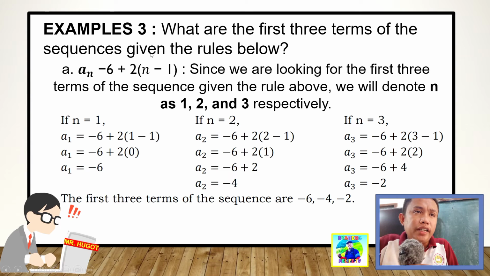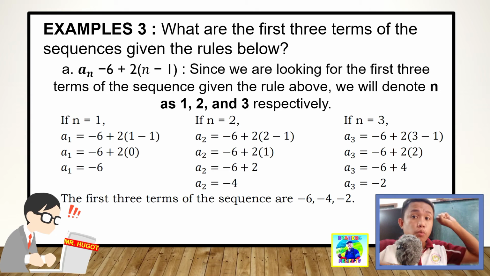So, next naman is n goes to 3. We replace n as 3. That will become 3 minus 1, and that will become 2. 2 times 2 is 4. Negative 6 plus 4 is negative 2. And the first 3 terms are negative 6, negative 4, and negative 2. What we have done here is just we replace n by 1, 2, at 3 for the first, second, and third term. And after that, we solve and simplify.